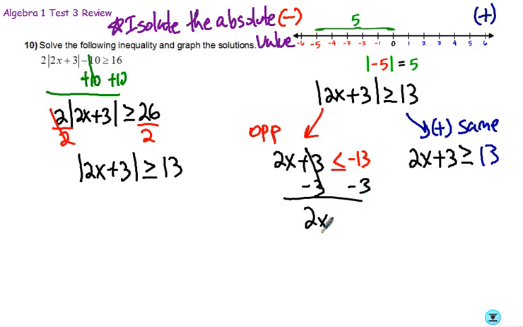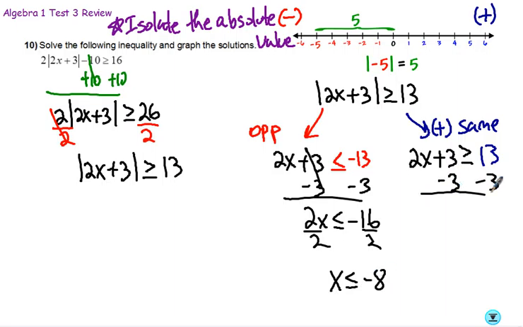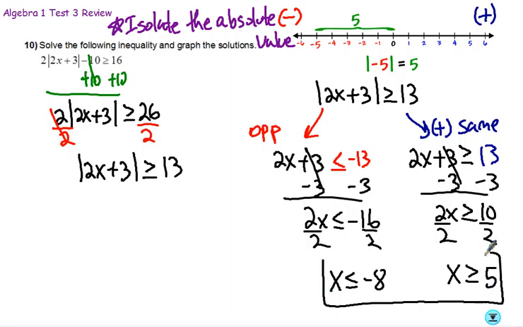So we should be okay from here. And then we divide by 2. We get x less than or equal to negative 8. And on the other side, again, take away 3. Divide by 2, and so we're going to get x greater than or equal to 5. So those are our two answers.